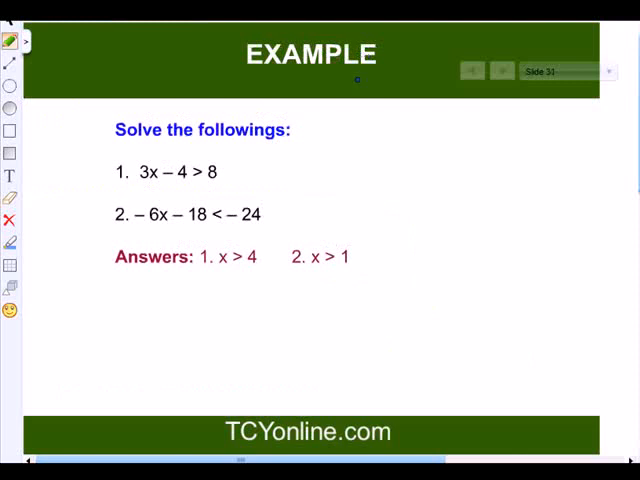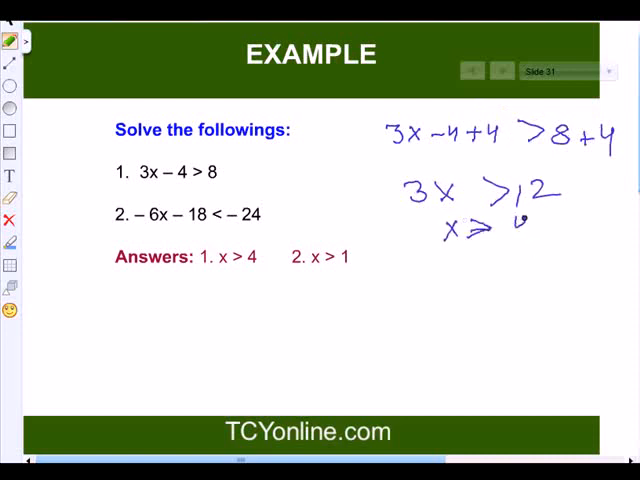Now over here we have to solve these two questions. The very first says 3x minus 4 is greater than 8. So simply first of all we will be adding 4 on both sides. So we get 3x minus 4 plus 4 greater than 8 plus 4. This simply gives us 3x greater than 12, or makes x greater than 4.